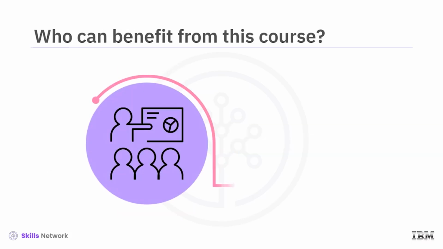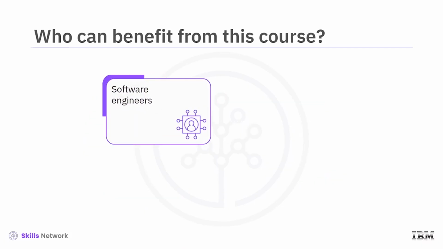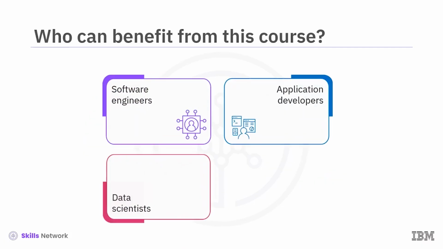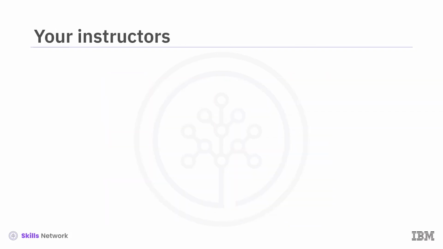This course suits anyone who wants to learn version control and collaboration with Git and GitHub. No prior background knowledge is required, just basic computer and IT literacy. This course is particularly suitable for those interested in roles such as software engineers, application developers, data scientists, and data engineers. We're excited that you're here.